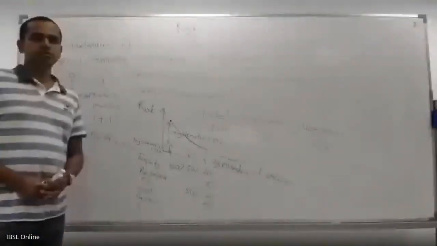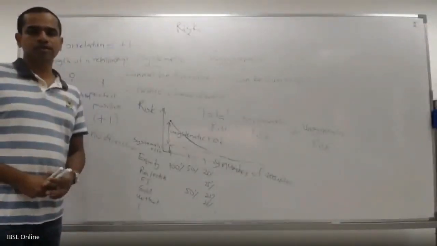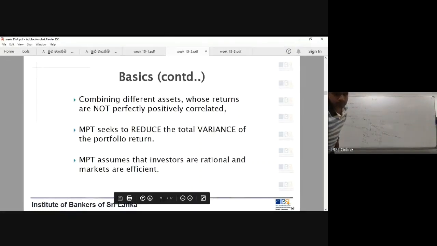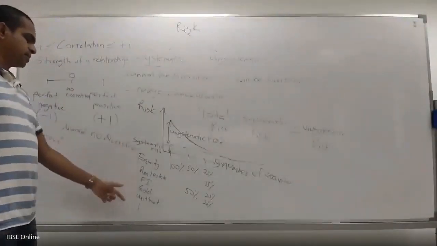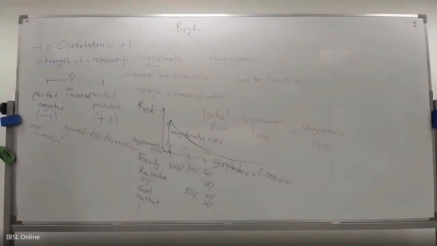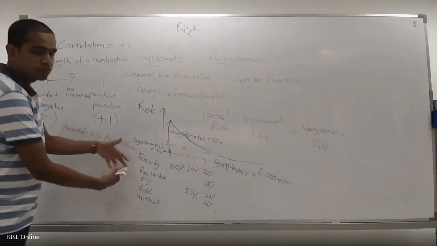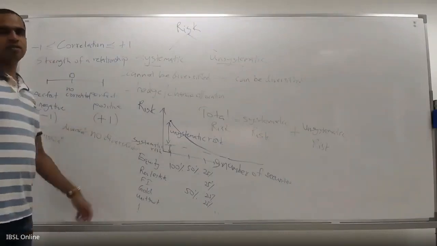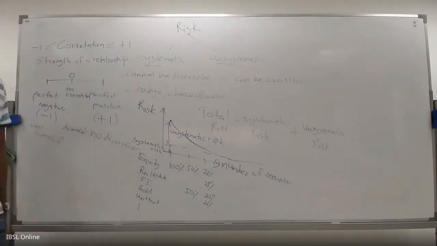Combining different assets whose returns are not perfectly positively correlated seeks to reduce the total variance of the portfolio return. So when you put various kinds of assets together, like real estate, equity, fixed income, gold, unit trust, all these kinds of assets together, if the correlation is not perfect positive, it reduces the total variance of the portfolio.